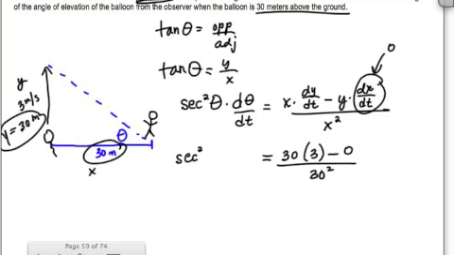Tangent of theta equals 1. When is tangent equal to 1? 45 degrees, right? So it's at 45 degrees. So you can do 45 degrees or pi over 4. Well, you go back to using pi's.